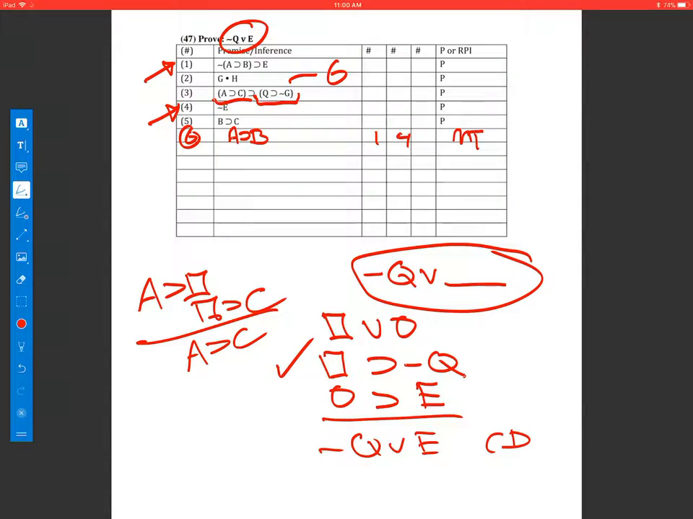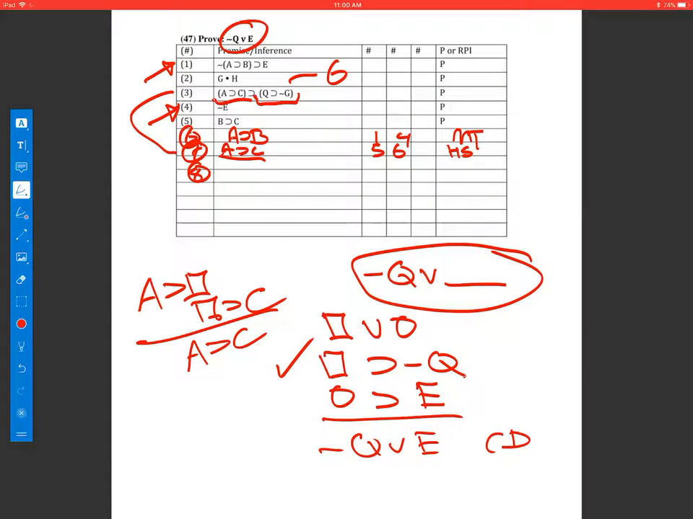And now look at line 5. 5 says B then C. I already have A then B, so 7 is A then C. 5, 6, hypothetical syllogism. So I have A then C, and look at line 3.